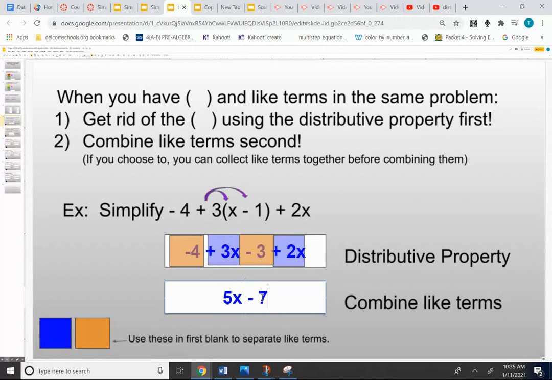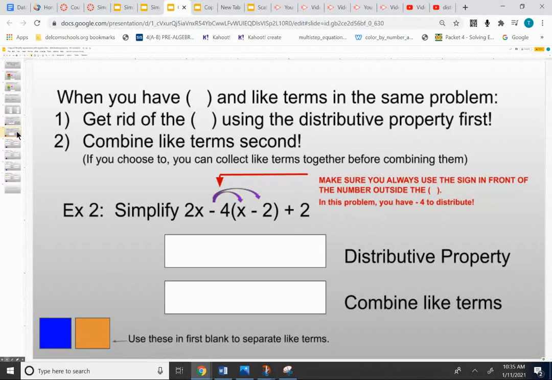We got rid of the parentheses with the distributive property. We took 3 times x and 3 times negative 1. We brought the rest of the problem down, and then we combined the like terms together. Okay, let's do another example.